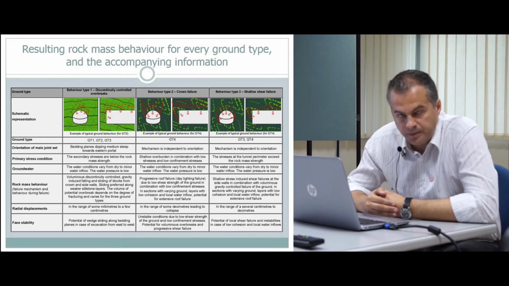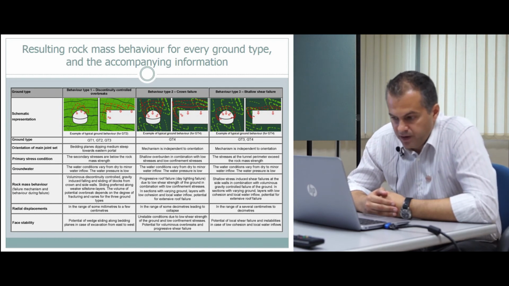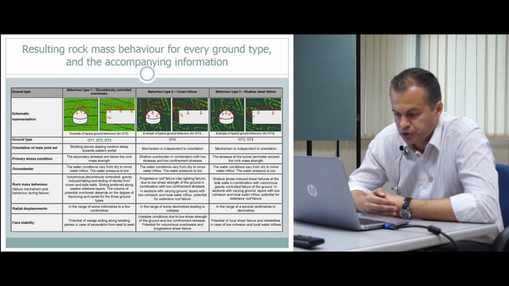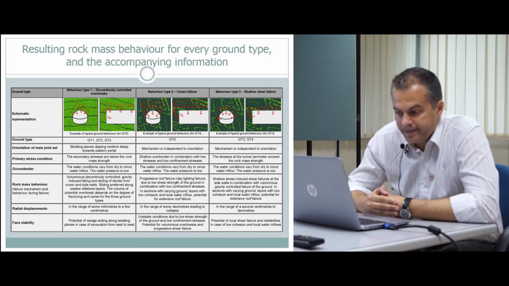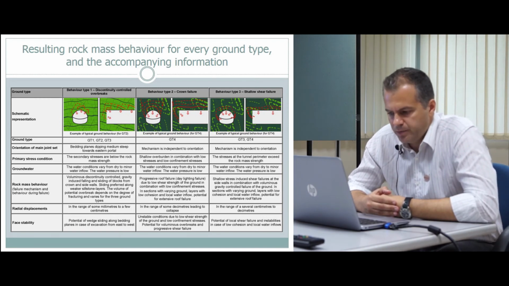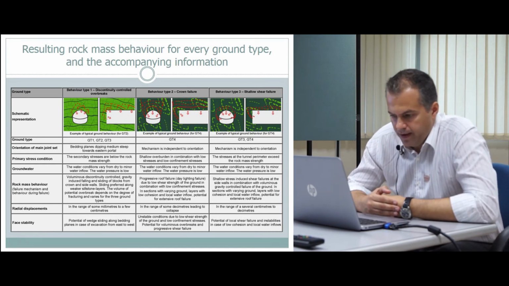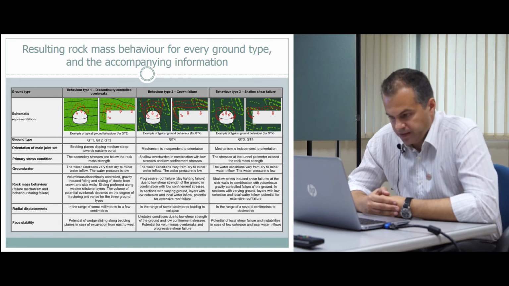On behavior type 2, we have a progressive roof failure, a daylighting failure due to low shear strength of the ground in combination with low confinement stresses. Here, in sections with varying ground layers with low cohesion and local water inflow, we also may have some extensive roof failure, so some larger overbreaks.